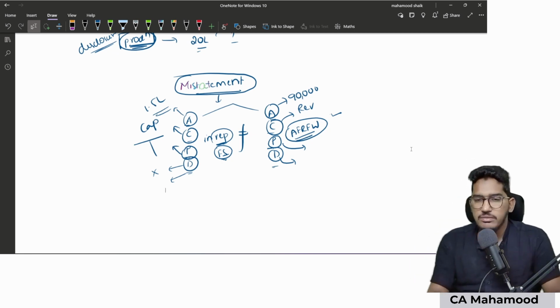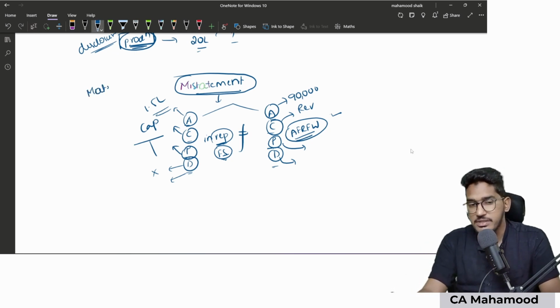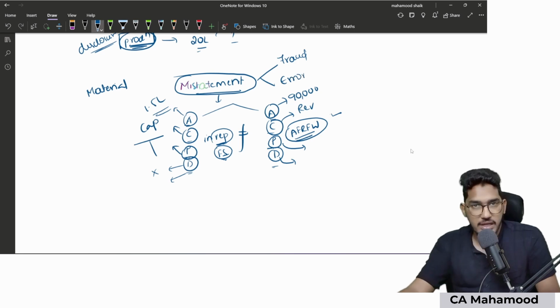Clear? Now, they are not just saying misstatement, but they are saying something else: material misstatement. But before that, one more thing here. A misstatement can happen because of two reasons. Misstatement can happen because of fraud also. Misstatement can happen because of error also. And as we all know, the differentiating factor between the two is the intention behind it.